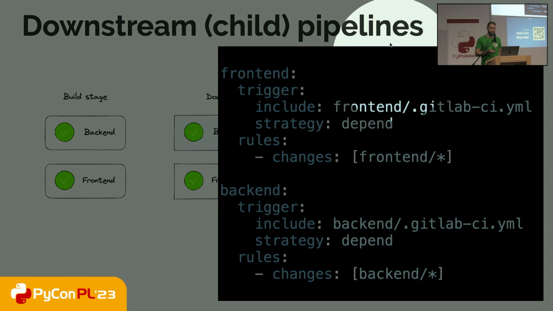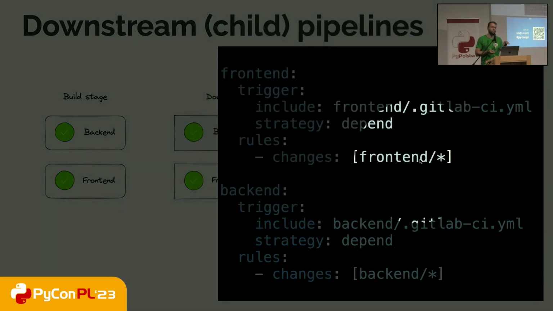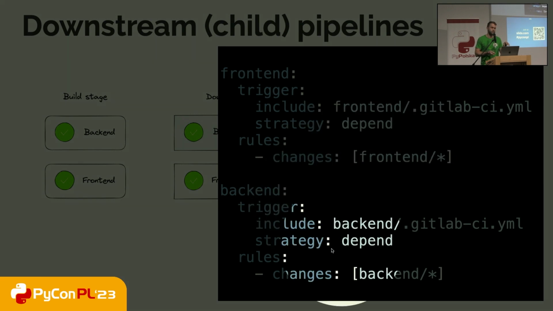And also under the rules, we say that we only want to trigger this pipeline when something in the frontend folder changes, and the same for the backend pipeline.